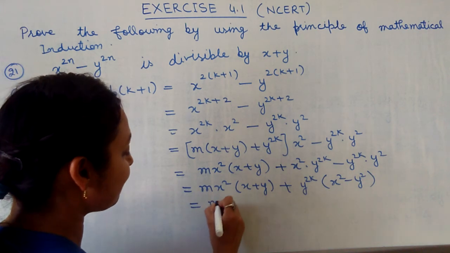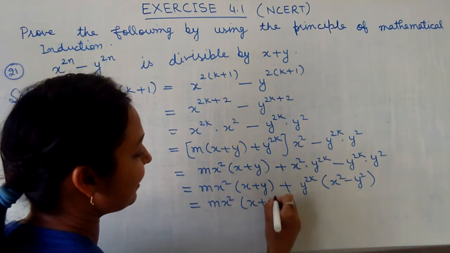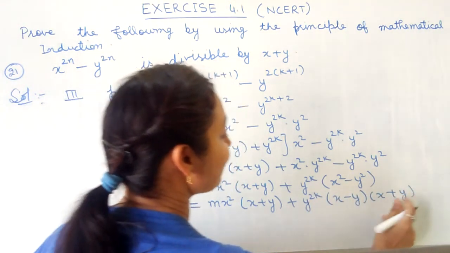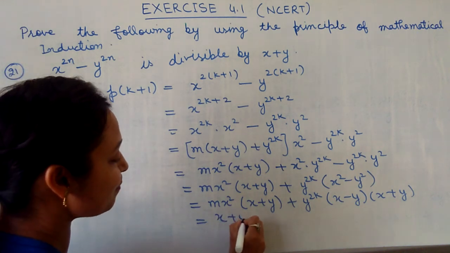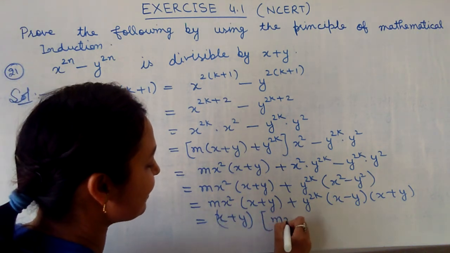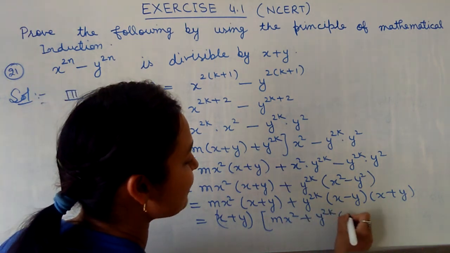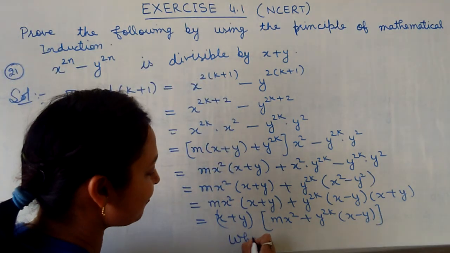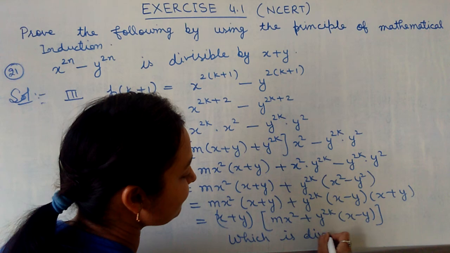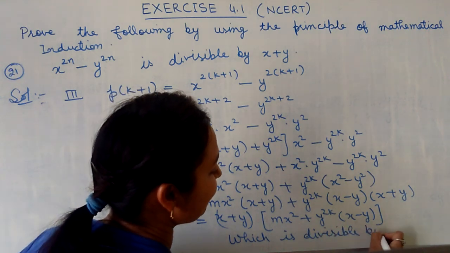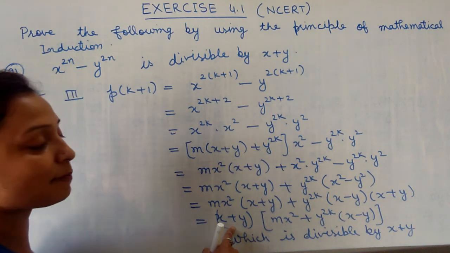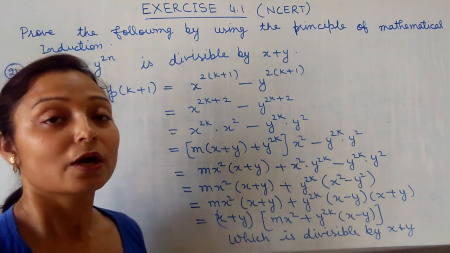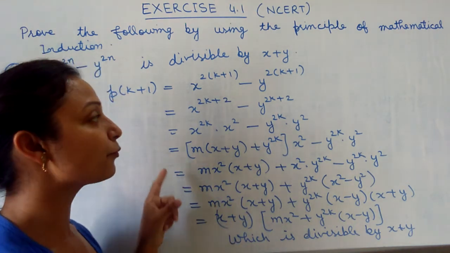We have a minus b times a plus b. I will take the common term x plus y from both terms. In the bracket we have m x square plus y raised to power 2k times (x minus y), which is divisible by x plus y, right? It is divisible by x plus y. Be clear on this, the third step takes some time to solve. So you have to use the second step for proving the third step.